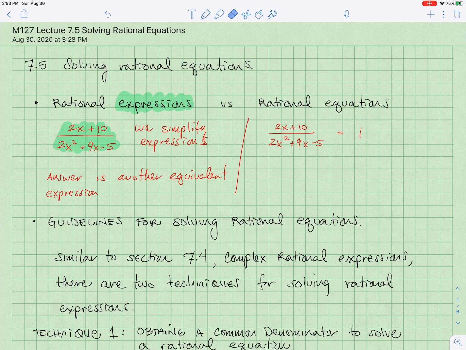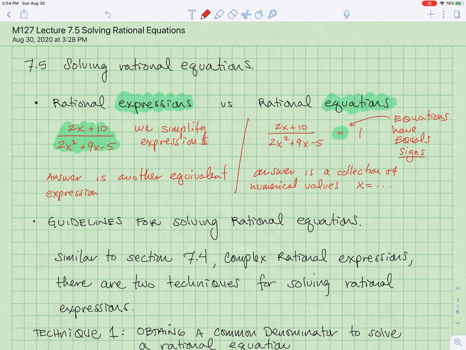Now, it's easy to tell an equation versus an expression because the equation has an equal sign. So equations have equal signs. And I know we've talked about this before, but it's important to go over this again to reinforce these ideas. And the answer is a collection of numerical values. X equals ... So when you're done, you have a numerical answer versus an expression.